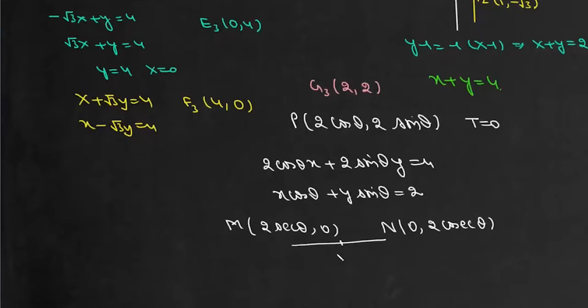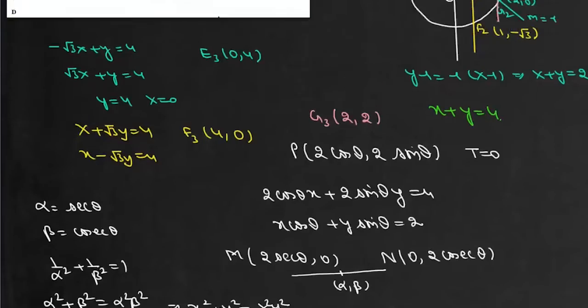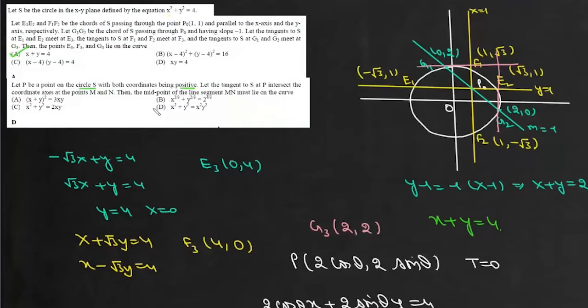Now we will find locus of midpoint of MN. Now suppose this point is alpha comma beta, so we'll get alpha as secant theta and beta as cosec theta. Now we'll eliminate theta. We know that sin square theta plus cos square theta is 1, so we'll get 1 upon alpha square plus 1 upon beta square equals 1, or alpha square plus beta square equals alpha square beta square, and then we replace alpha with x and beta with y. So this required locus will be x square plus y square equals x square y square, and that's your option D. So it matches with this option D.